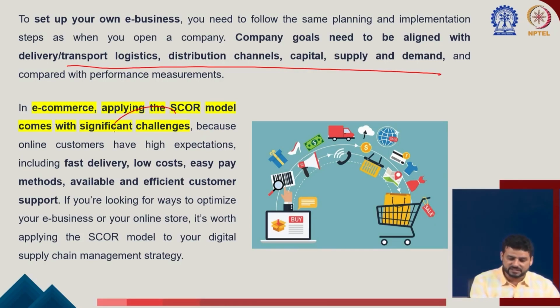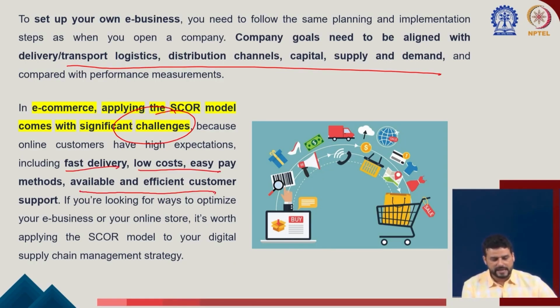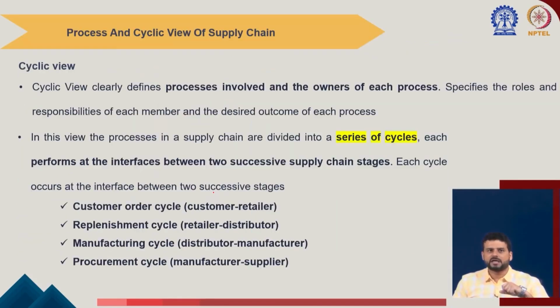But there are some challenges when we talk about online platforms: fast delivery, low cost, easy payment methods and efficient customer support. How will you ensure that? We are not talking about after-sale services or the payment methods. How can these be integrated in the SCOR model so that these models can work efficiently with the supply chains?